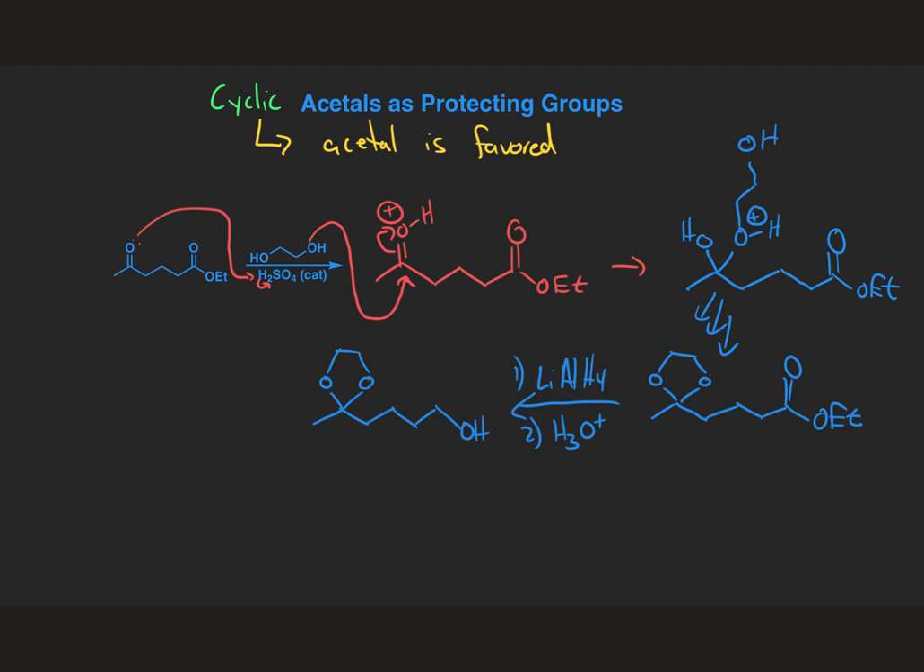which can be hydrolyzed using a strong acid like HCl and excess water to go back to the ketone. And so what this does is allow us to, in 3 steps, reduce an ester to an alcohol while not touching the ketone. Whereas if I tried to use LAH directly, I would have reduced both the ketone and the ester at the same time.